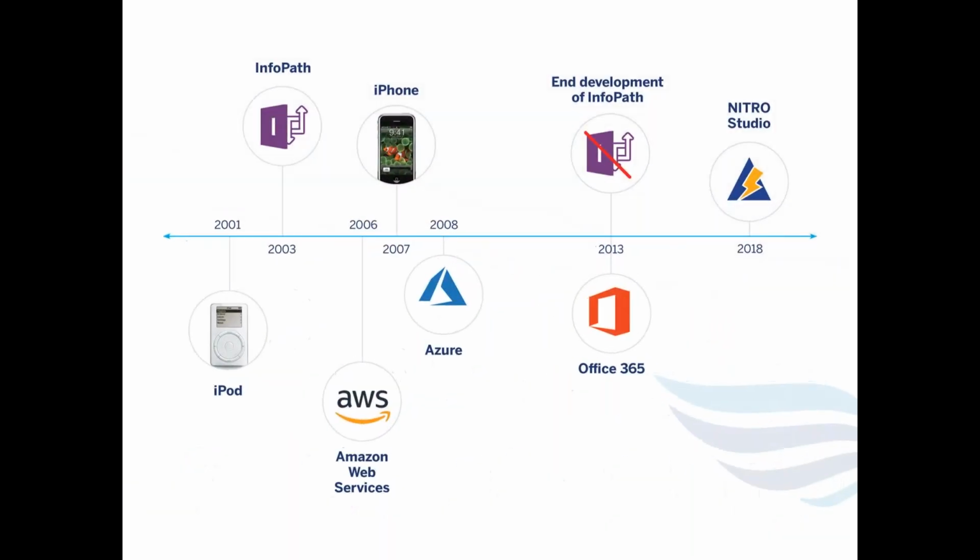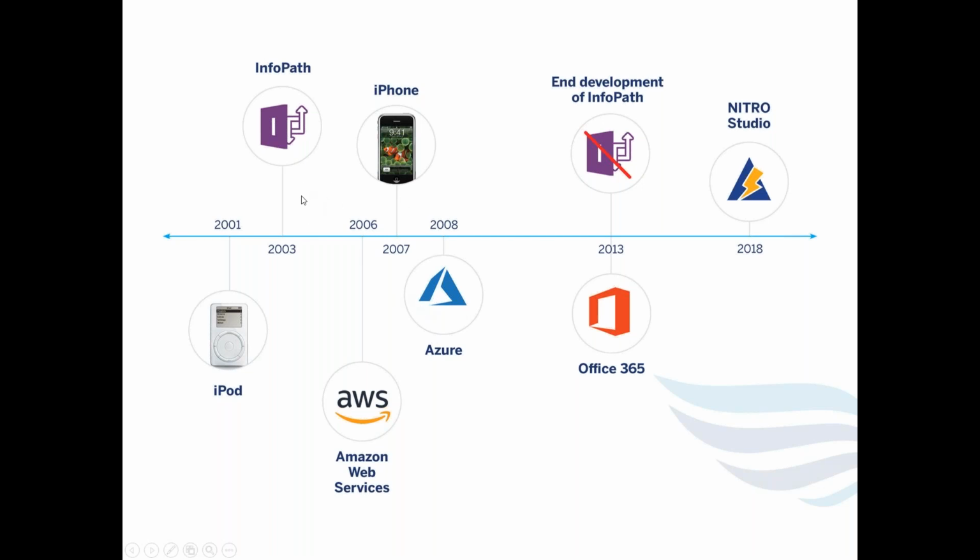Just to show you how old InfoPath is, it was created in 2003, back before the iPod had just come out. iPhones didn't come out until 2007. Amazon Web Services and Azure came along in that same three to five year window after InfoPath came out.